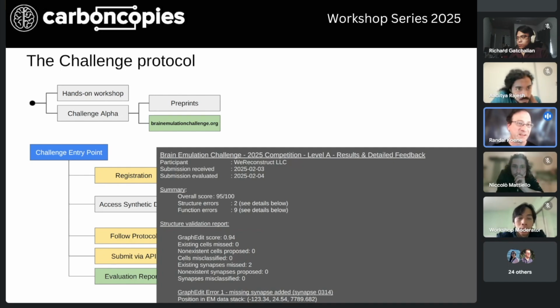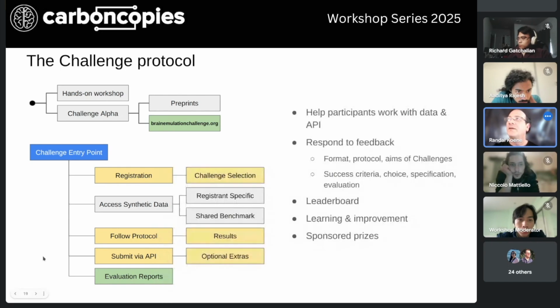For challenge purposes, we'll be limiting the types of data that we're evaluating, in part because success criteria are paramount and not necessarily whether a method chooses to identify ion channels or uses larger black boxes to approximate. We'll also be available to help participants work with the data and the API to respond to feedback about important matters such as format, protocol, or aims of challenges, or the way that success criteria are chosen, specified, and evaluated. We do hope to track a leaderboard of sorts, although in the initial version of the challenge, at that stage, we expect there will be quite a bit of learning and improvement. And then eventually in 2026, we hope, in collaboration with our sponsors, to make prizes available as an added incentive.